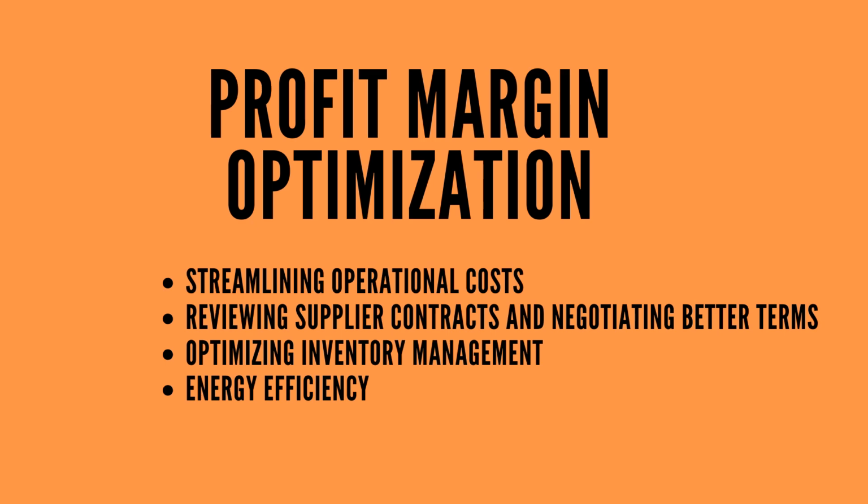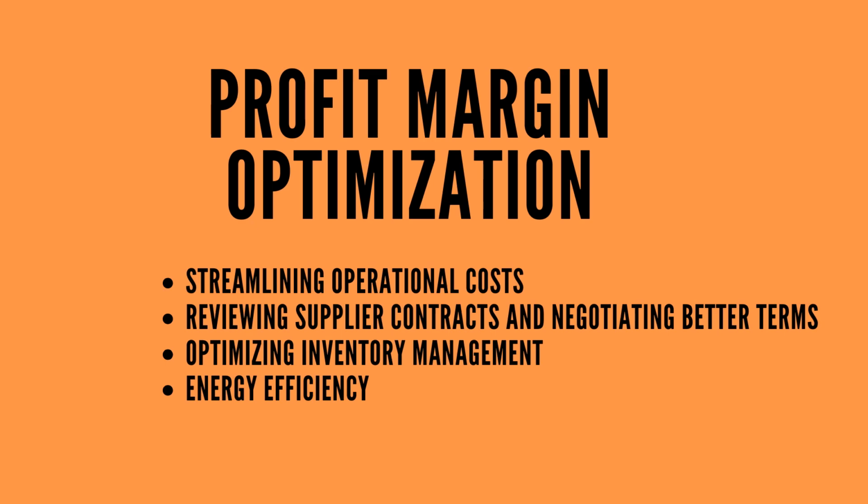Reviewing supplier contracts and negotiating better terms. Negotiate with your suppliers for better pricing or bulk discounts, or consider switching to more cost-effective suppliers. Example: a local cafe renegotiates its coffee bean supplier contract and secures a 10% discount by agreeing to longer-term orders, saving them thousands of dollars annually.